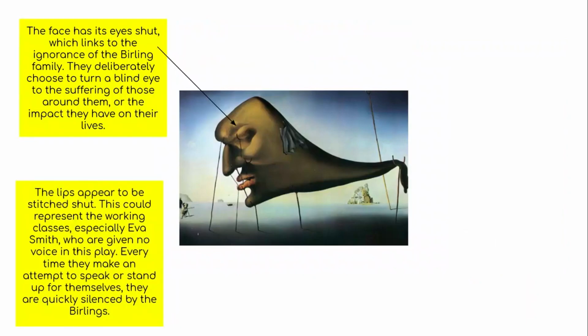However, I noticed that the lips are also stitched together, and this could represent the working classes like Eva Smith, who were given no voice in the play. We'll all famously remember that no matter how big a character she is, she hasn't got a single speaking line. Every time that people like her attempt to speak or stand up for themselves, like the strike she brings out, they're quickly silenced by the Birlings. And this is symbolic of the working classes in general in 1912. They were trying to rise up against the status quo, but they were having a really hard time doing it because they just couldn't find their voice, or they were not being listened to.